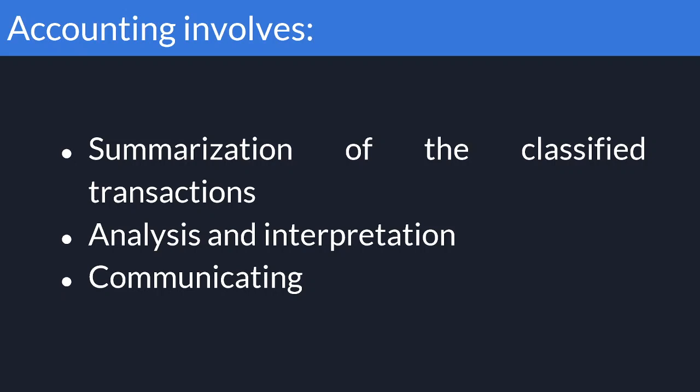Communicating means that the required information is passed on to all the concerned parties. Now, which can be the concerned parties? The concerned parties can be the business, the management, the employees, the government, the tax authorities, the investors, the creditors, and the people who are giving loan to the business, and so on.